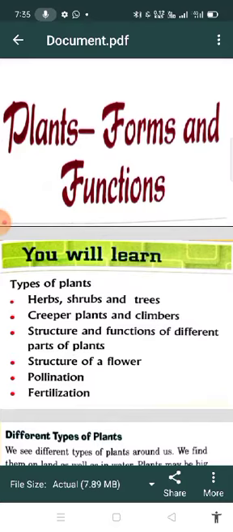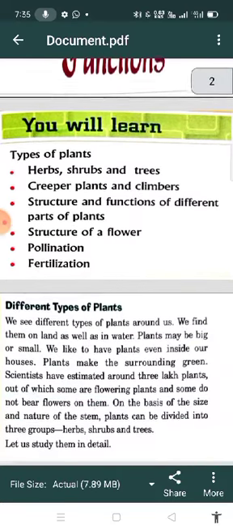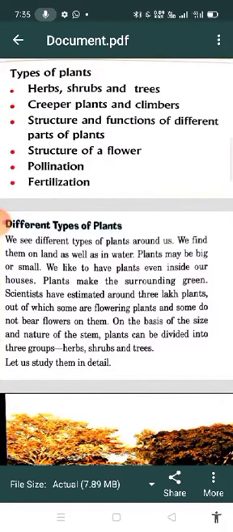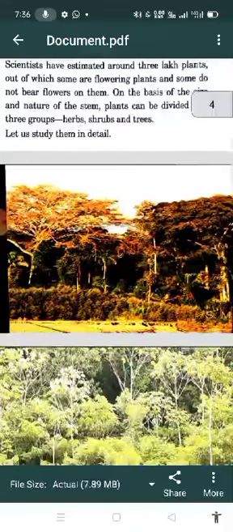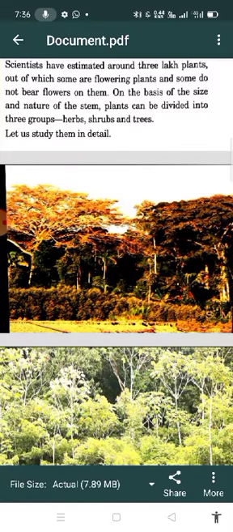We see different types of plants around us. We find them on land as well as in water. Plants may be big or small. We like to have plants even inside our houses. Plants make the surrounding green. Scientists have estimated around 3 lakh plants, out of which some are flowering plants and some do not bear flowers on them. On the basis of the size and nature of the stem, plants can be divided into 3 groups: herbs, shrubs, and trees. Let us study them in detail.